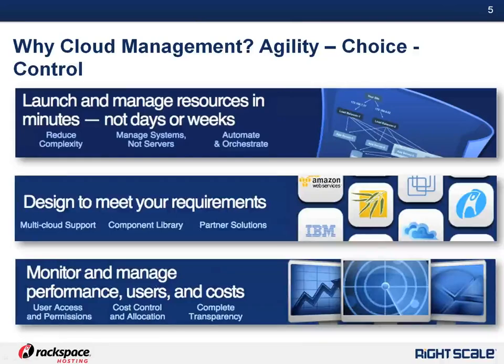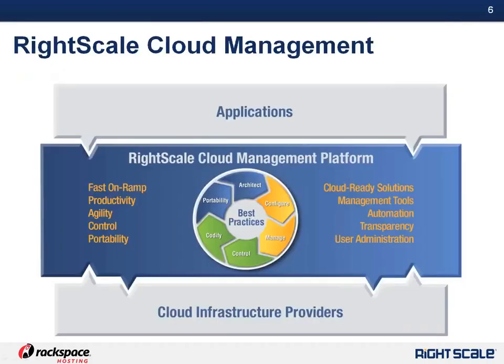Why cloud management with RightScale? We really focus on providing agility, which is how you launch and manage servers in the cloud, choice, which is our multi-cloud library, as well as the components of our infrastructure, and control to monitor and manage those deployments. RightScale works by integrating at the infrastructure as a service layer through the API. By doing that, we're able to drive applications through our platform into the cloud of choice for your infrastructure provider.